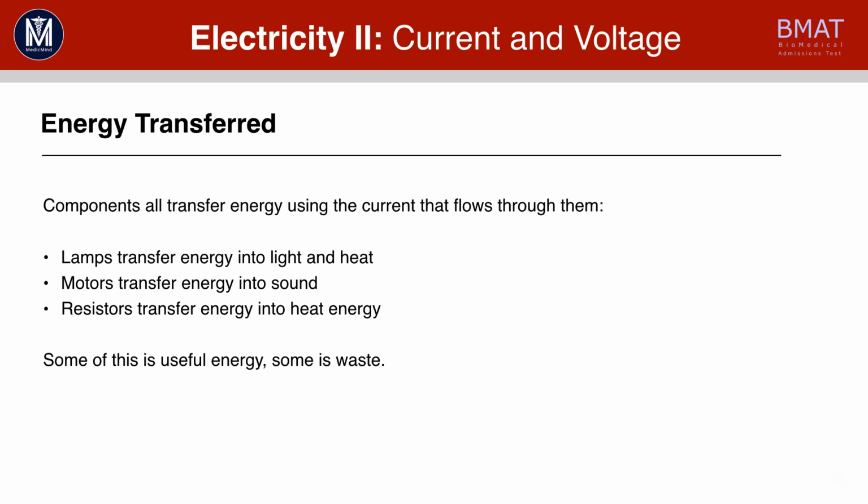Next, we'll have a look at energy transferred by components. All components transfer energy using the current that flows through them. Lamps can transfer energy into light and heat. Motors can transfer energy into sound. Resistors can transfer energy into heat. And of course, some of this energy will be useful and some of it will be a waste. For example, for a lamp, light energy is useful, but heat energy is a waste.